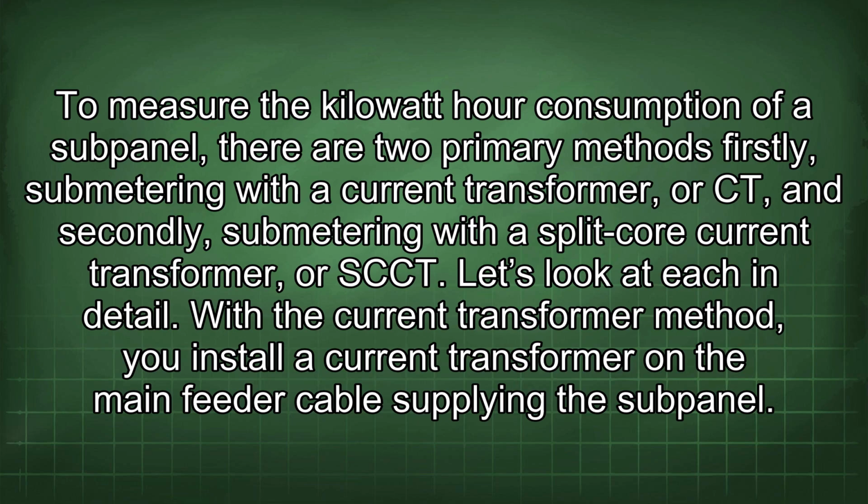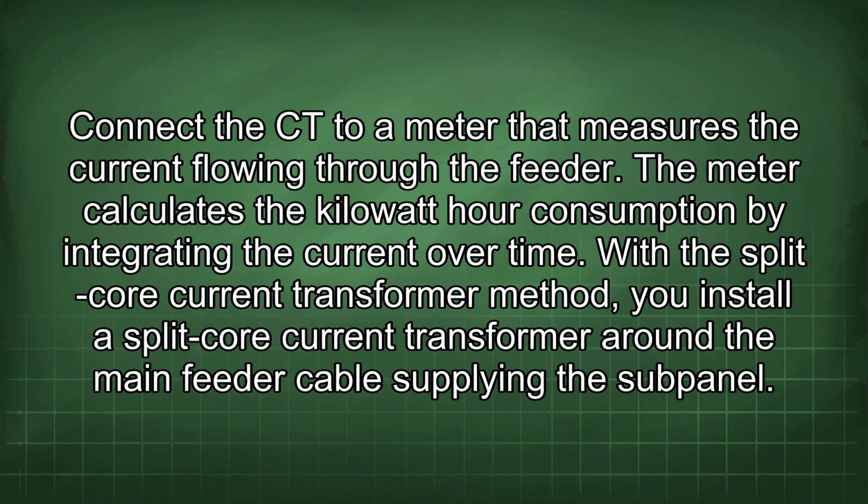With the current transformer method, you install a current transformer on the main feeder cable supplying the subpanel. Connect the CT to a meter that measures the current flowing through the feeder. The meter calculates the kilowatt-hour consumption by integrating the current over time.